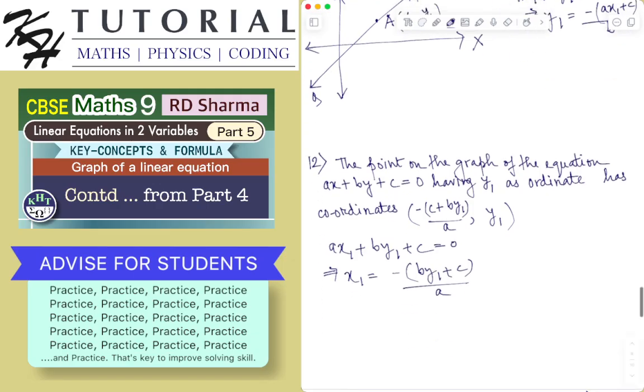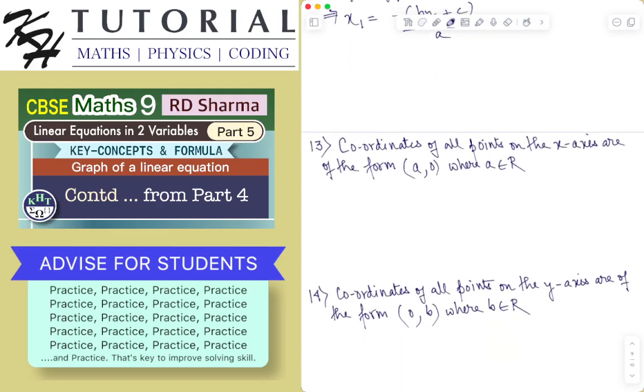Okay, let's see the next point. Coordinates of all points on the x-axis are of the form a comma 0, where a is any real number. This is a very fundamental concept. I don't think there is any need to explain, but still. So we have this Cartesian plane, we have the y-axis, we have the x-axis. Any point could be anywhere to the right hand side of the y-axis or to the left hand side of the y-axis.